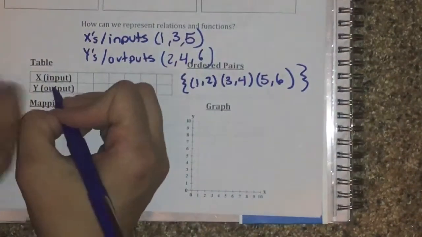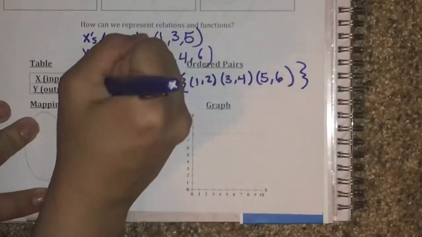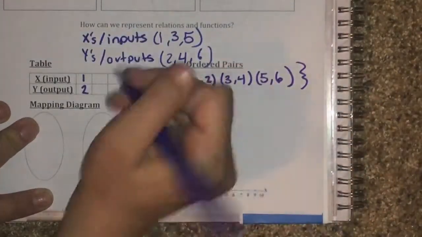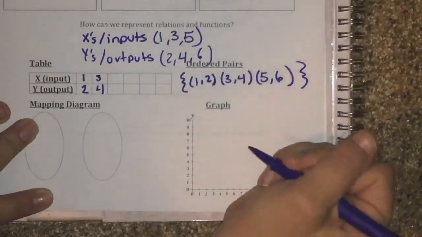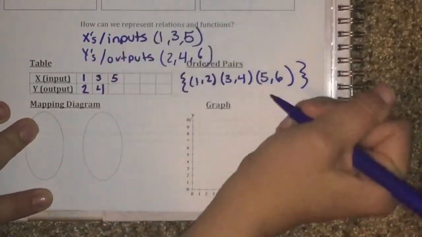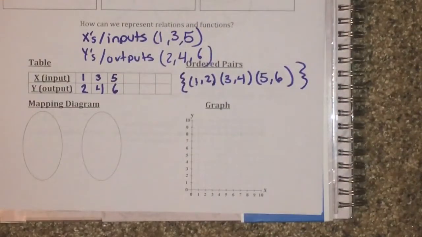So then we can also write this as a table. 1 is the input, and we had 2 as an output for that first set. 3 is an input, 4 is the output for the second set. 5 is the input, and 6 is the output for that third.